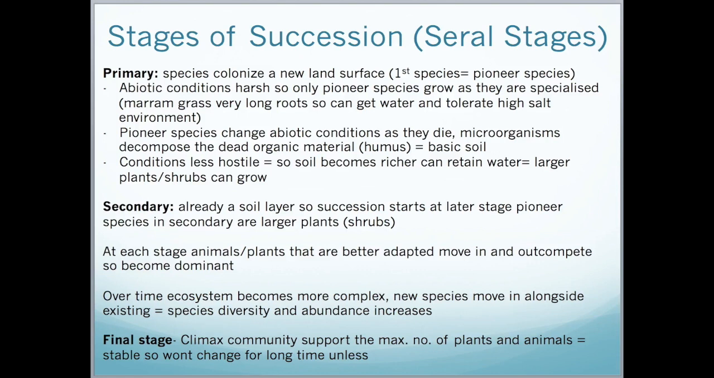New species move in alongside existing ones, therefore increasing the species diversity and the abundance. And the final stage is where we produce a climax community. A climax community is defined as a community being able to support the maximum number of plants and animals, which remain stable and won't change for a long period of time unless there is a disturbance.